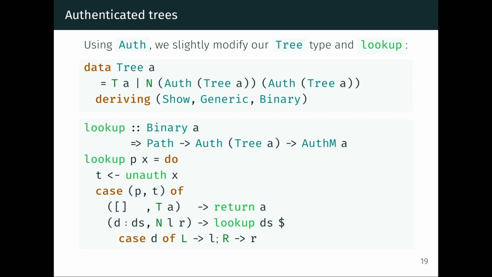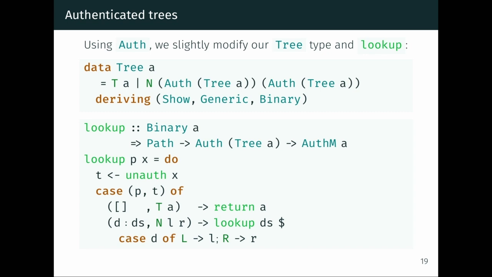So the idea is basically wherever you have recursive positions in your original data type, you will wrap that in auth, which then has the effect that when you serialize it, it gets cut off there and it's efficient. So in this example, the tip stays as it is, but in the node, instead of the children directly being trees, they're now auth trees. But it's still very similar to the original one.